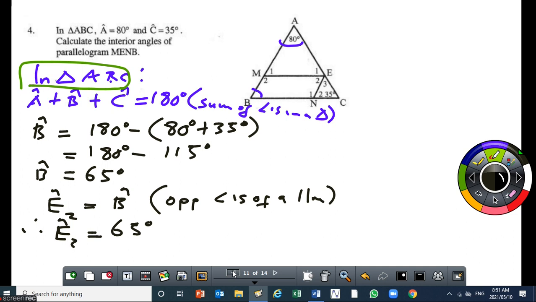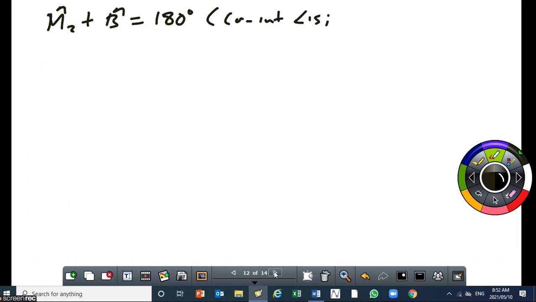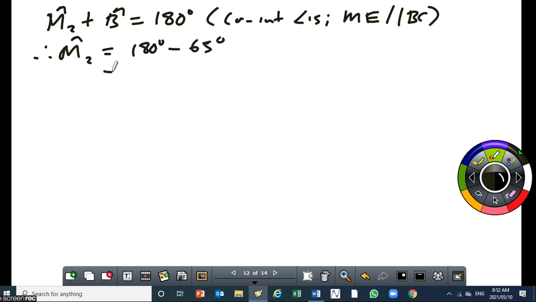Because points B, N, and C, in maths, we call them collinear points. They are all on the same straight line. So it is your choice there. I'm going to say ME is parallel to BC. But if you put BN, it's also correct. So I'll say ME is parallel to BC. Therefore, angle M2 is going to be 180 degrees minus 65, and you get 115 degrees.